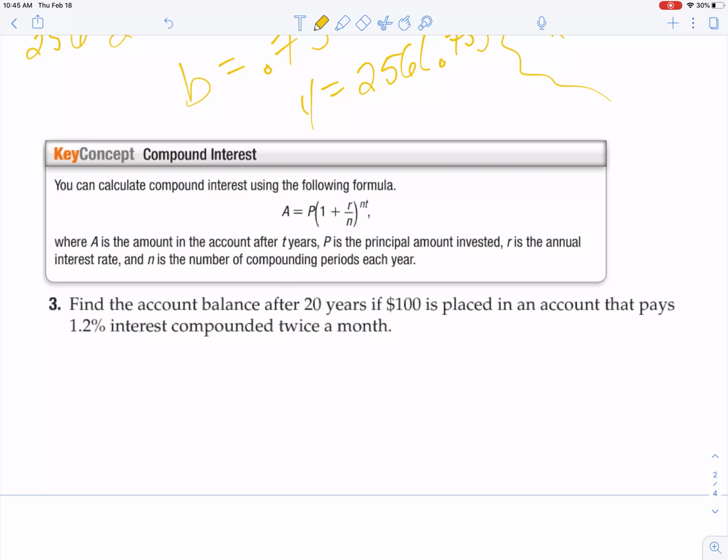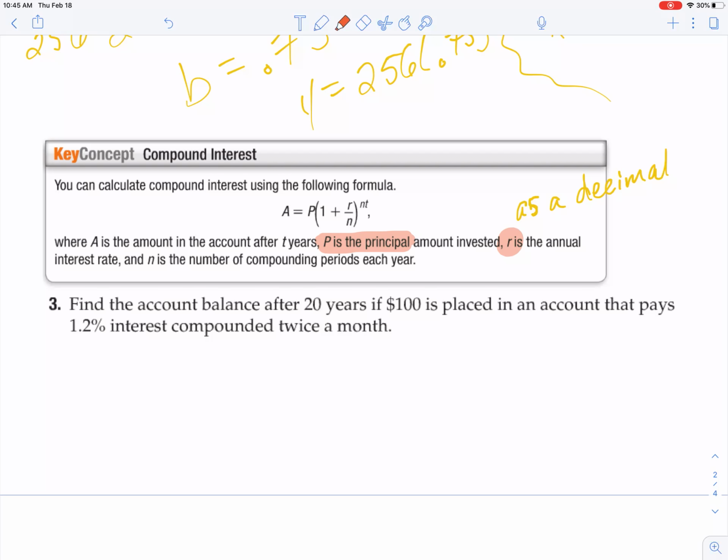Now this formula looks a little different. You're always going to use this formula if you have compounded interest. Read here, it tells you exactly what all the variables mean. P is the principal amount. That means how much money did you start with in the account? How much money did you put in? R is the percent that they give you. However, you need to write it as a decimal, but they'll usually give it to you in percent form.